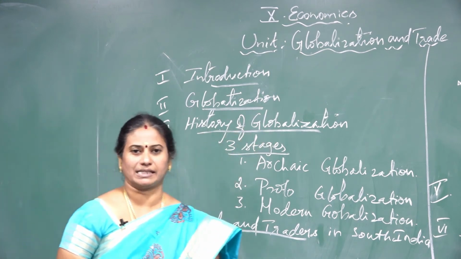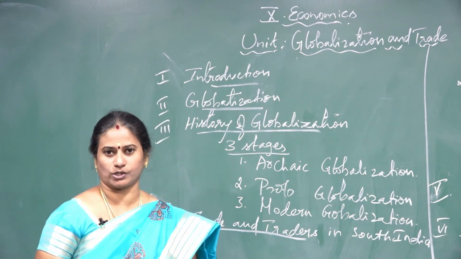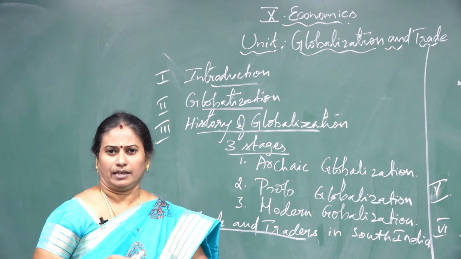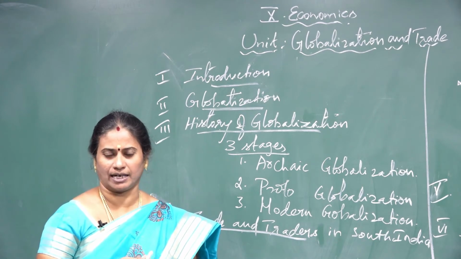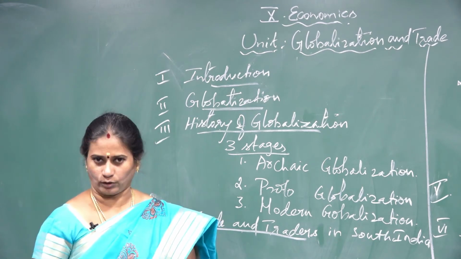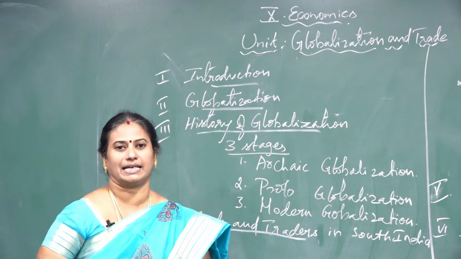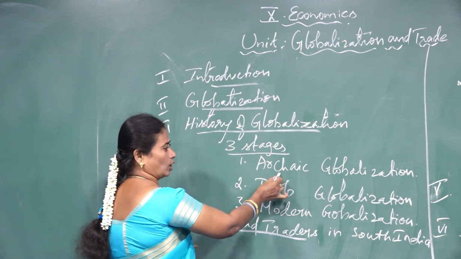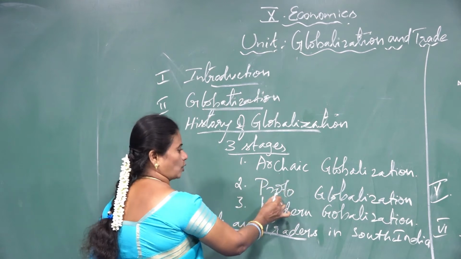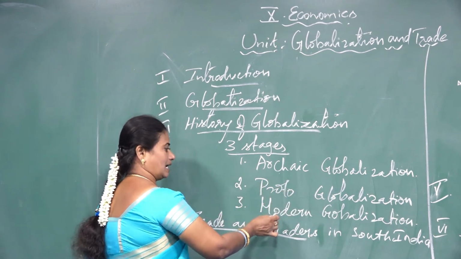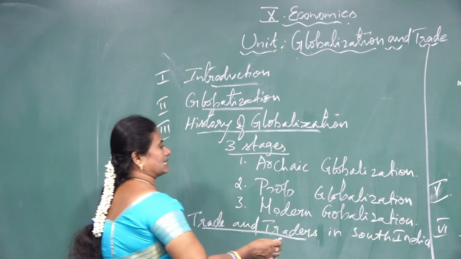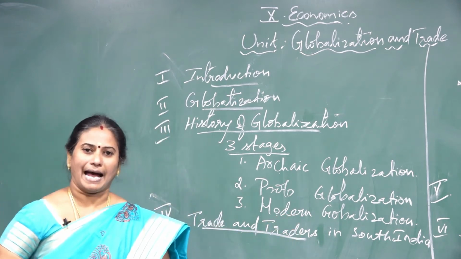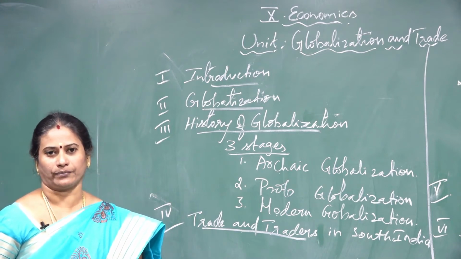The term globalization was introduced by Professor Theodore Levitt. He explains the historical background of globalization in three stages. The first one is archaic globalization, the second one is proto-globalization, and the third one is modern globalization. First, I will explain archaic globalization.